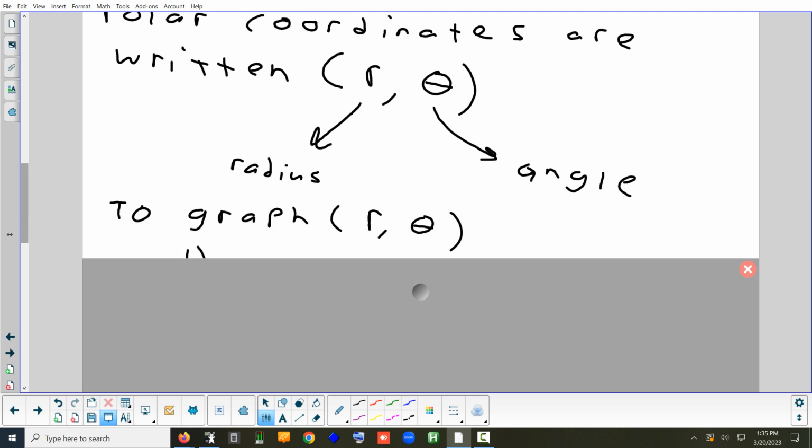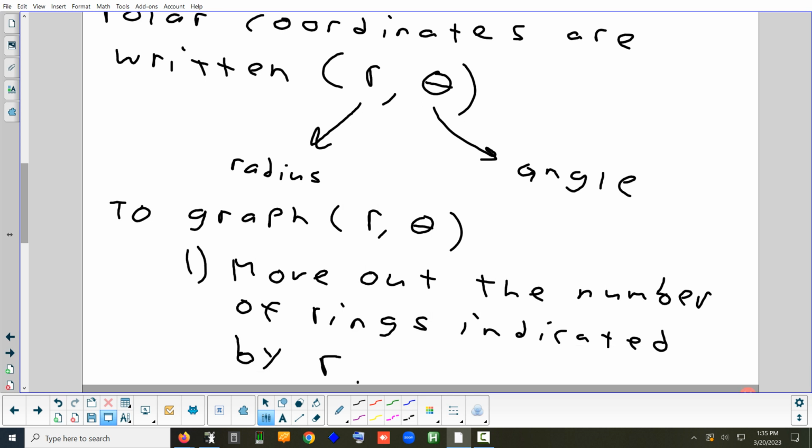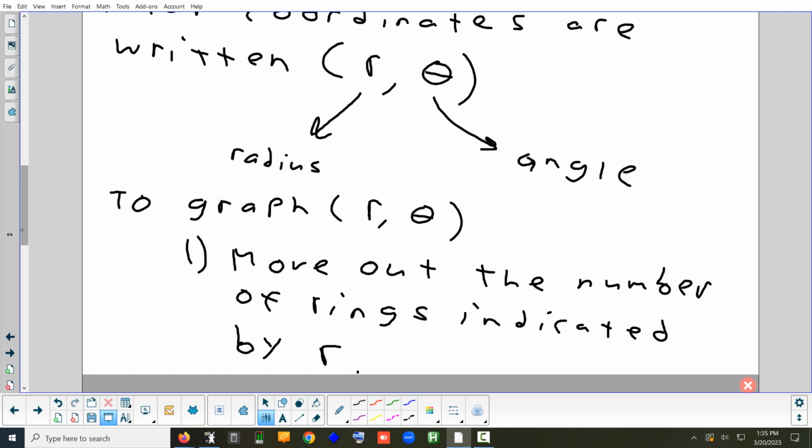So how do we graph a point if they give you like 4, 90 degrees? What would you do? Well, this is what you do. The first thing is r is kind of like an x number. It's how far out you're going to move from the origin, or the number of rings you're going to move out. If r is a decimal, you may end up in between 2 rings. Just like x and y values, the first number can be positive or negative, and the second number can be positive or negative.